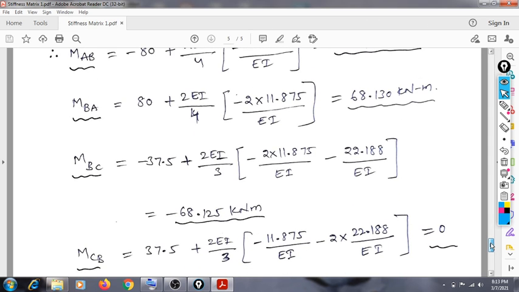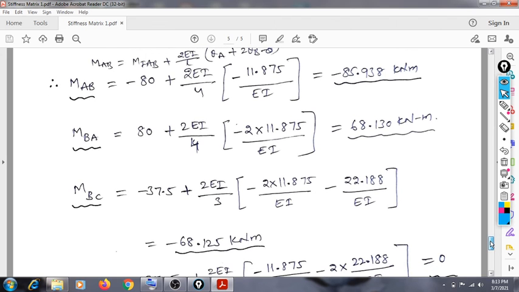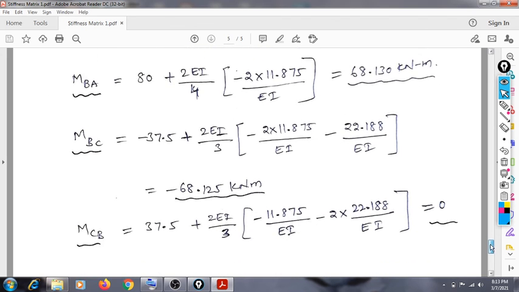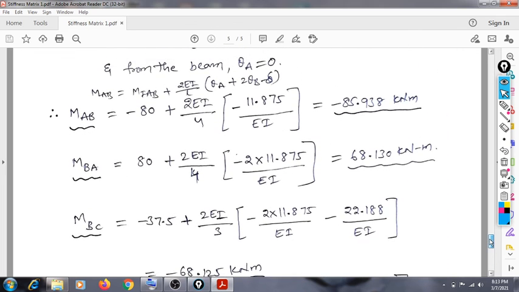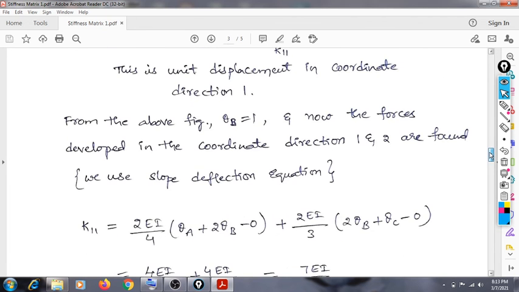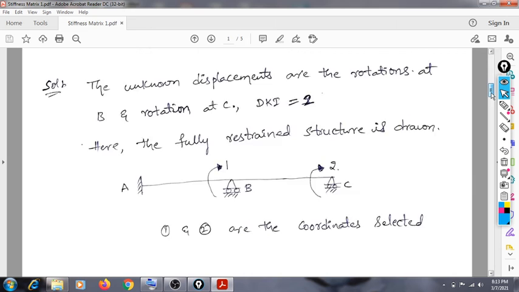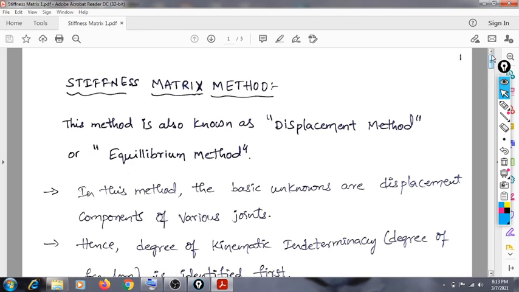So MCB is 0, MAB is minus 85, MBA is 68 and MBC is minus 68.125. So this is what the small video is about, using the stiffness matrix method, or displacement method, or equilibrium method. So this is what we have regarding the stiffness matrix method.